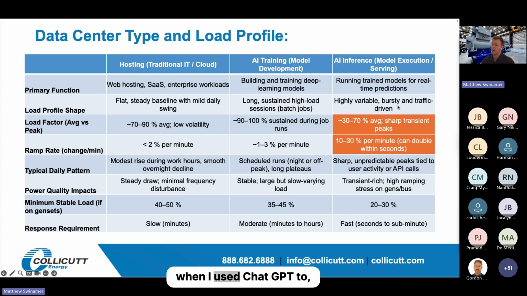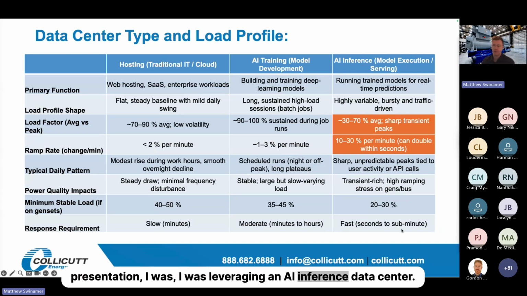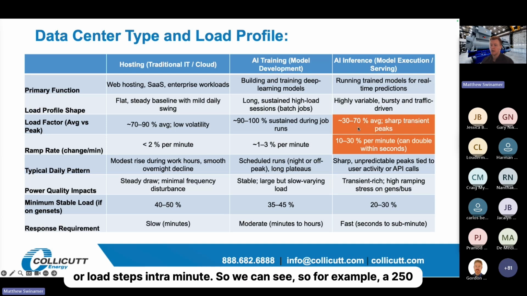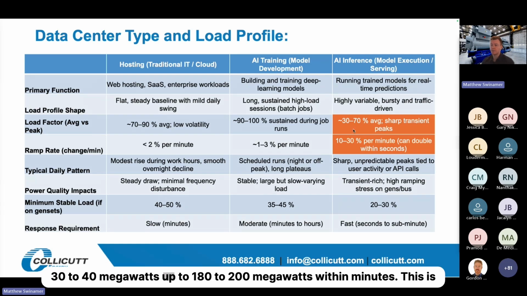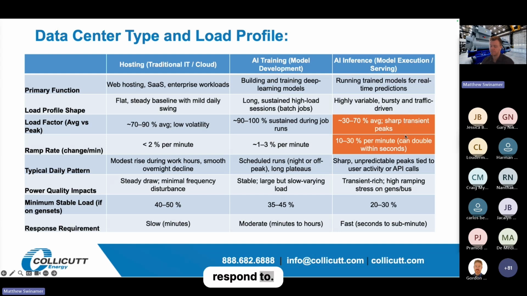So, when I used ChatGPT to figure out certain aspects of how to respond to certain questions for this presentation, I was leveraging an AI inference data center. However, the big thing I want to highlight here is that there can be 30 to 70% transient load steps intra-minute. So we can see, for example, a 250 megawatt power plant or data center could go from 30 to 40 megawatts up to 180 to 200 megawatts within minutes. This is what we talk about as a ramp rate. That ramp rate of load volatility is going to be very hard for a behind the meter application to be able to respond to.